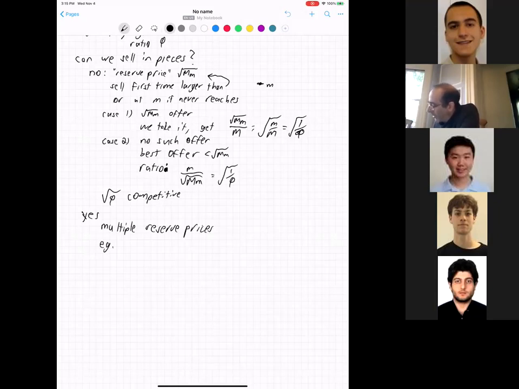Okay, so for example, we could have a reserve price at little m to the 1/3, big M to the 2/3, and also at little m to the 2/3, big M to the 1/3, and we can sell half at each. Now, what argument can we make about how well that does? Right, so again, now we're looking at, here's big M, here's little m, here's 2 separate reserves.